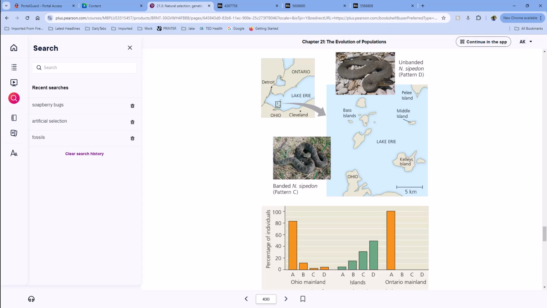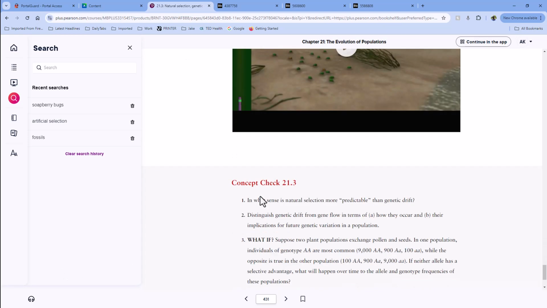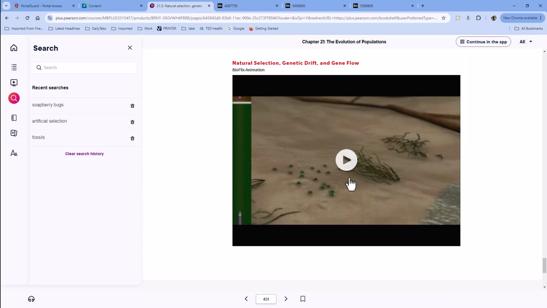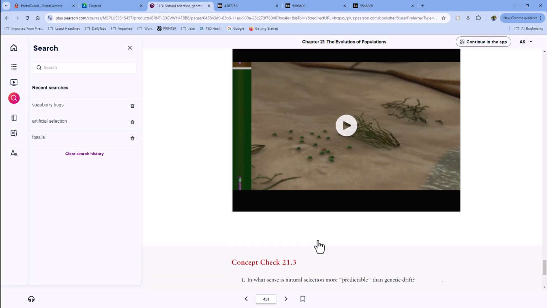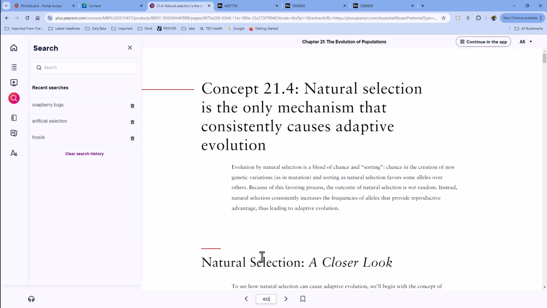And then definition of relative fitness on page 431. Describe the 3 main modes of natural selection. And here's a little video if you want to watch natural selection, genetic drift, and gene flow within your text. Most of these videos that we watch or I show, you can find within the text also.